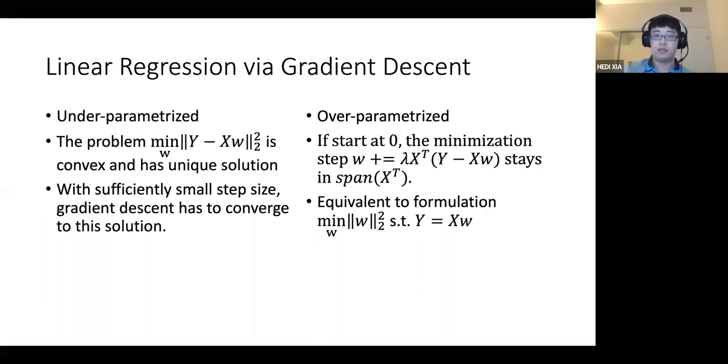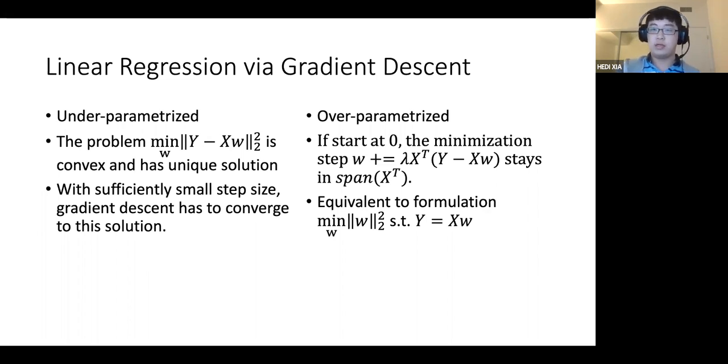However, in the overparameterized regime, if you start at 0, gradient descent will always keep the vector inside the span of X transpose. So you are always in the span of your data transpose. And you are going to get a solution that satisfies the formulation where you are minimizing the weights subject to y equals Xw. So you are interpolating and also minimizing the weights. This minimization problem only happens when you start at 0 and use gradient descent.